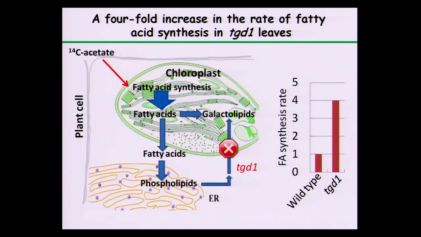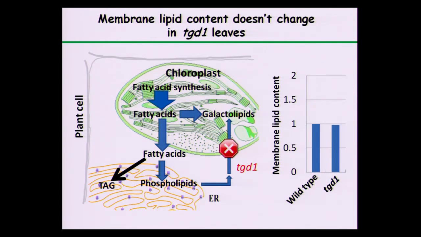So where does this fatty acid go? It goes to glycolipid synthesis in the chloroplast, and it also goes to phospholipids in the endoplasmic reticulum. And importantly, a lot of fatty acid goes to oil because this pathway is blocked. Here is how this tgd1 mutant also illustrates how the homeostasis mechanism takes place in plants. When we look at the membrane lipid content, it does not change. The membrane lipid content in tgd1 and wild type is exactly the same. This is what happened: we have a fourfold increase in fatty acid synthesis, and more fatty acid goes to make glycolipids by the chloroplast itself. So even though this pathway is blocked, they can still make the same amount of glycolipids.